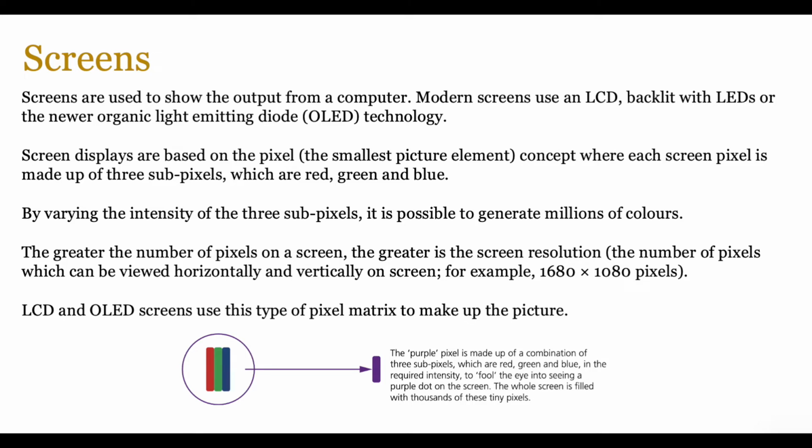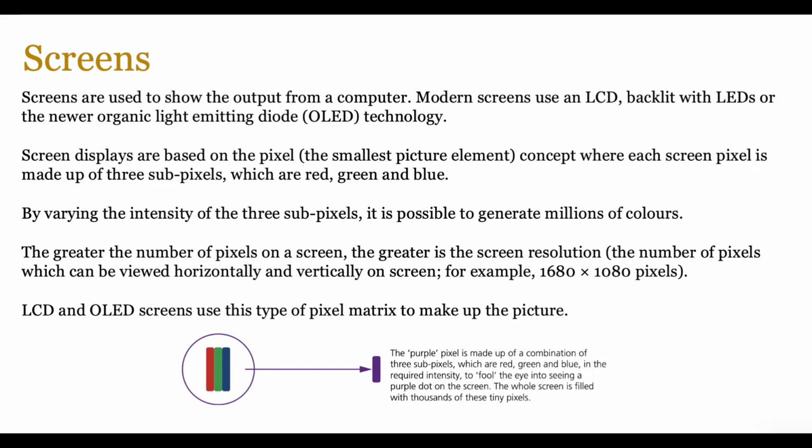The greater the number of pixels on screen, the greater the screen resolution. The number of pixels which you can probably view horizontally and vertically on a screen. For example, 1680 by 1080 or 1920 by 1080, which is full HD. Now, LCD and OLED screens use this type of pixel matrix to make up the picture as well. Whether it's LCDs, LEDs or OLED, you're working with pixels and using multiple subpixels to generate colors. The difference is that LCDs normally require a light source, whereas LEDs and OLEDs are self-lit, so you do not require a light source to illuminate these pixels.